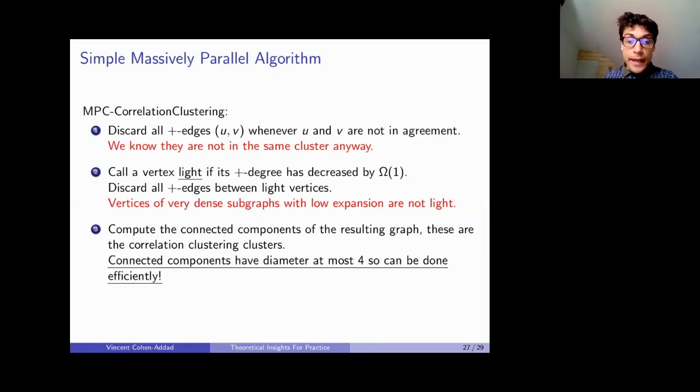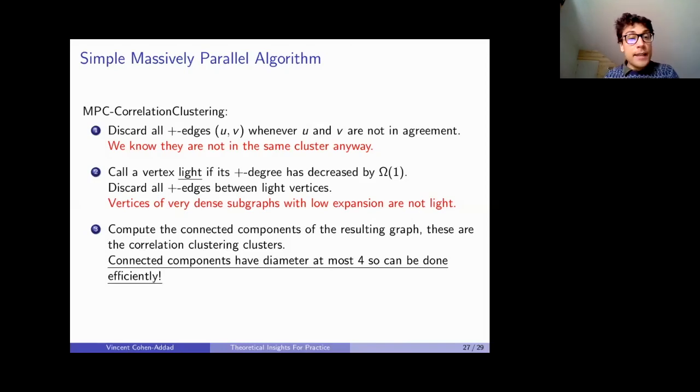On top of this, we show that the connected components that we get at step 3 have diameter at most 4. This can be done very efficiently, because computing connected components in a massively parallel or distributed environment is not that easy. You often pay the diameter, or at least log the diameter. Here it's at most 4, so we can compute the connected components of the resulting graph, and these are the clusters we output.